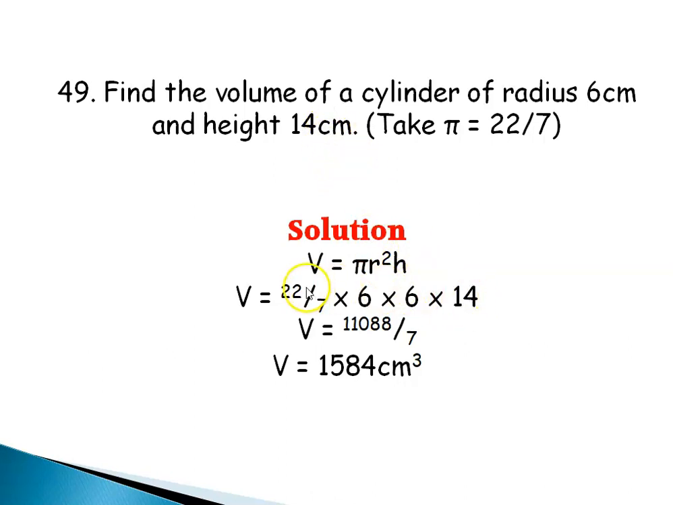Alright, so let me multiply out the numerators now. 22 times 6 times 6 times 14 will give me 11088 divided by 7. Okay, so 11088 divided by 7 is 1584 centimeter cube. And this is the volume of the cylinder.